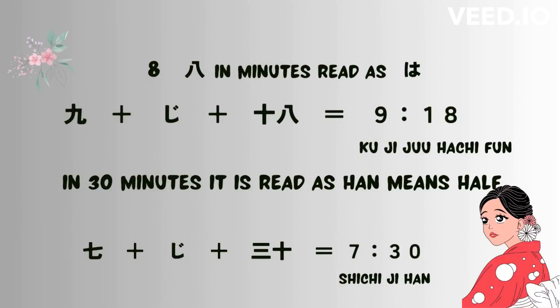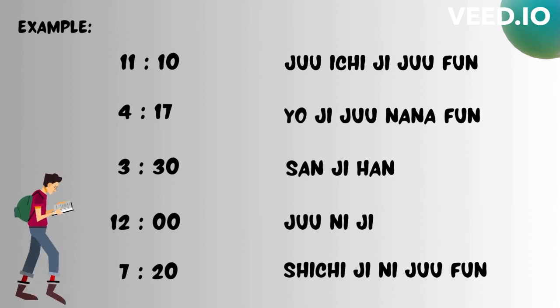Hachi in minutes is read as ha. To say hachi is acceptable, but that's how the Japanese usually do it. 9足す10足す18イコール9時18分。 And now the half minute, which is 30, it is read as han, like this. 7足す10足す30イコール7時半。 Let us read more samples.